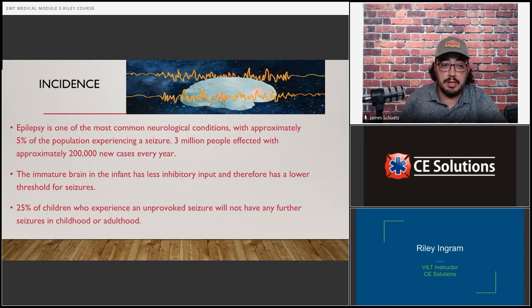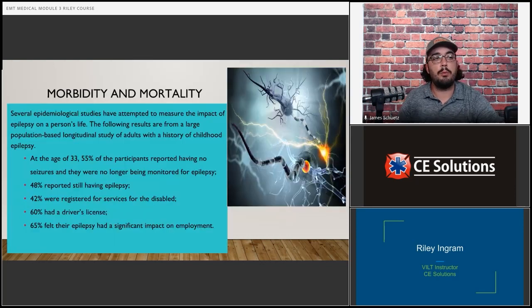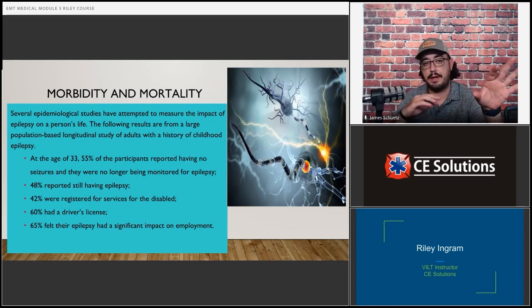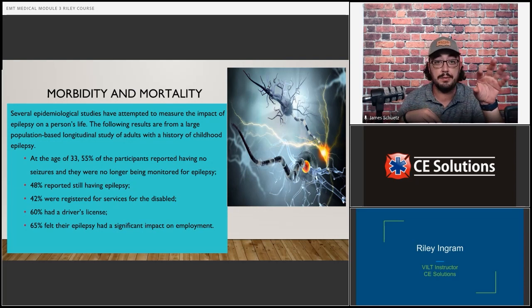25% of children who experience unprovoked seizures will not have any further seizures in childhood or adulthood. So, morbidity and mortality. Several epidemiological studies have attempted to measure the impact of epilepsy on a person's life. The following results are from a large population-based longitudinal study of adults with a history of childhood epilepsy. All right, so they had some type of epilepsy as a child, and these are the people that we've gone out and we've gotten answers from, right?